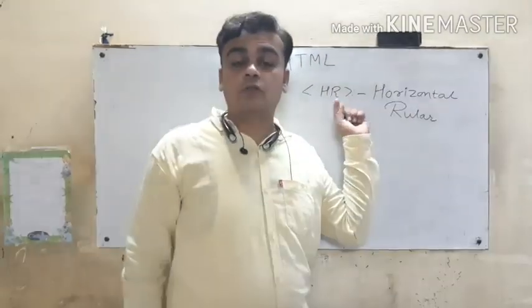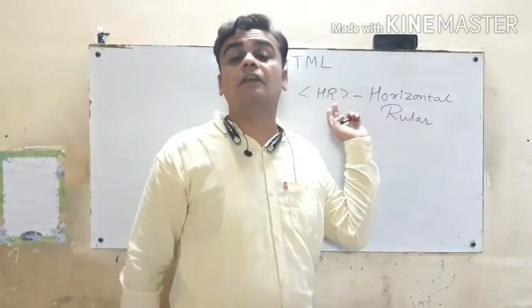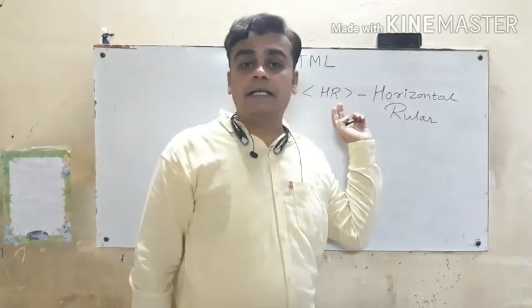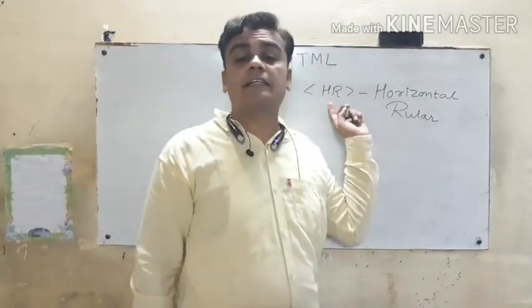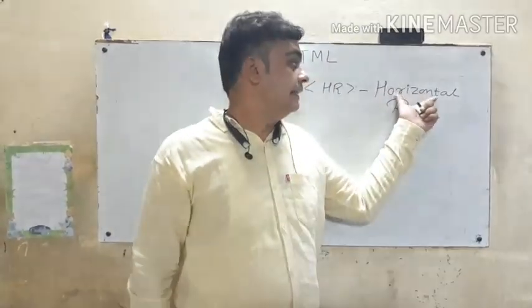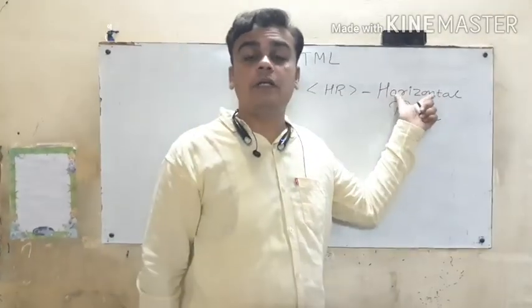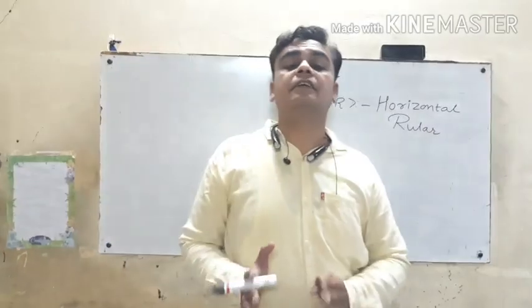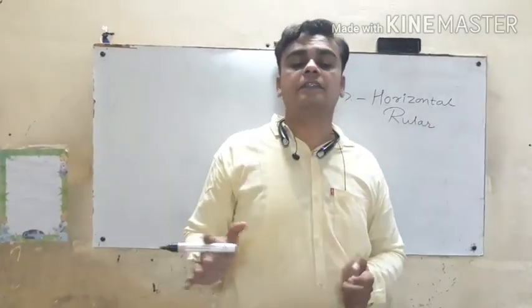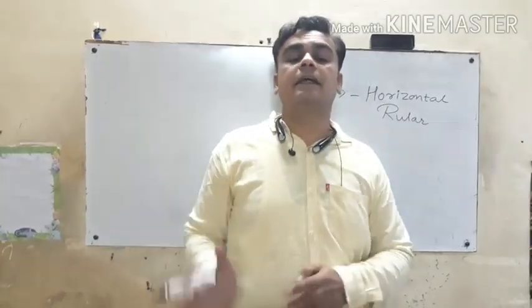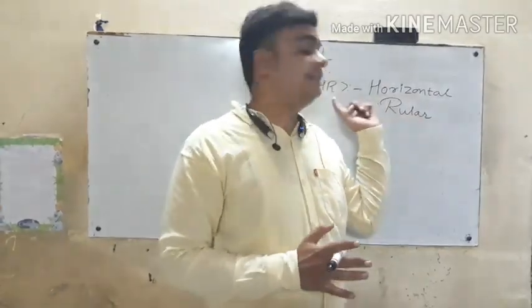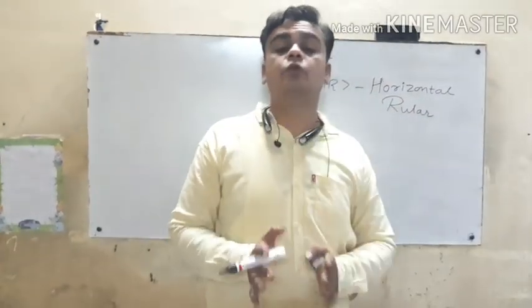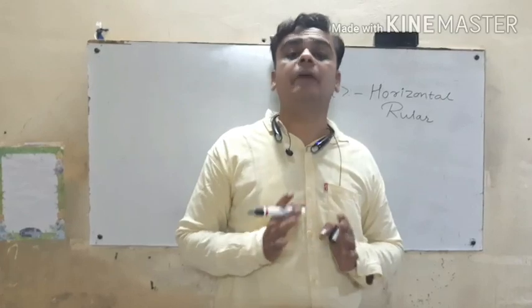So this question was also asked so many times in select correct alternative. What is the full form of HR tag? So its correct answer is horizontal ruler. So what is the role of this HR tag? Sometimes we need to insert underlines or separate lines in my web page. HR tag is used to draw a horizontal line in my web page.